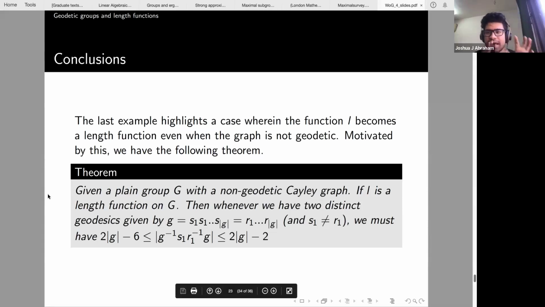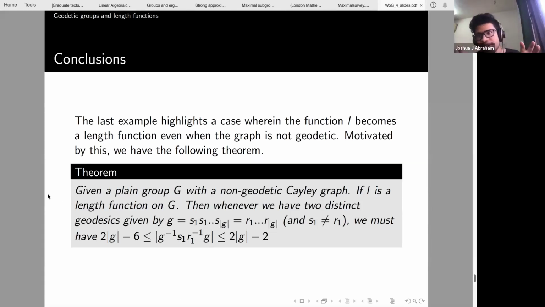So the setting is you have a plane group G with a non-geodetic Cayley graph, and you have 2 distinct geodesics started with S1 up to S length of G, R1 up to R length of G. And you assume that the first letters are not equal. Then the conjugate of S1 R1 inverse must satisfy this inequality.